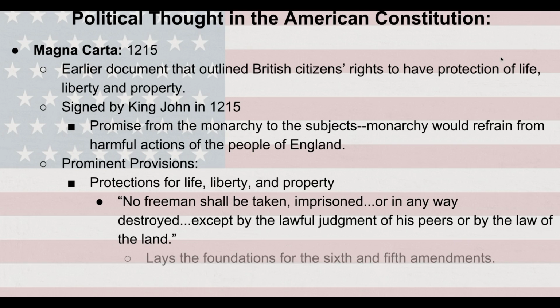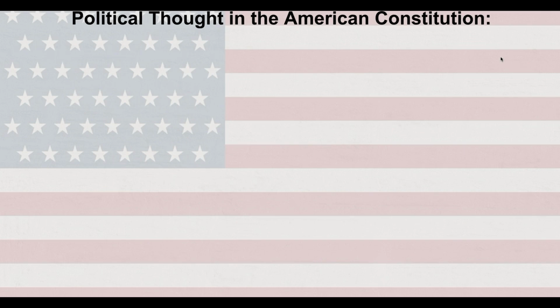And what this really does is going to lay the foundation for the Fifth and Sixth Amendments that we are going to put into place whenever we create our own Constitution. So there again, we can see how we are borrowing from British political history as we formulated our American Constitution.